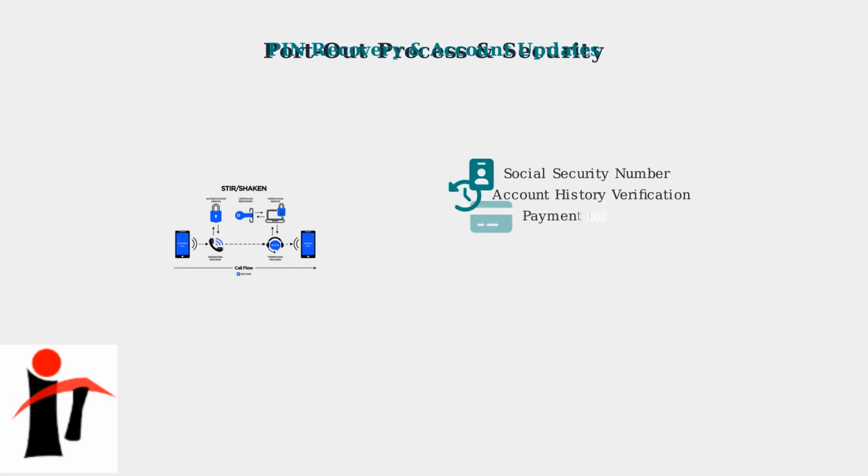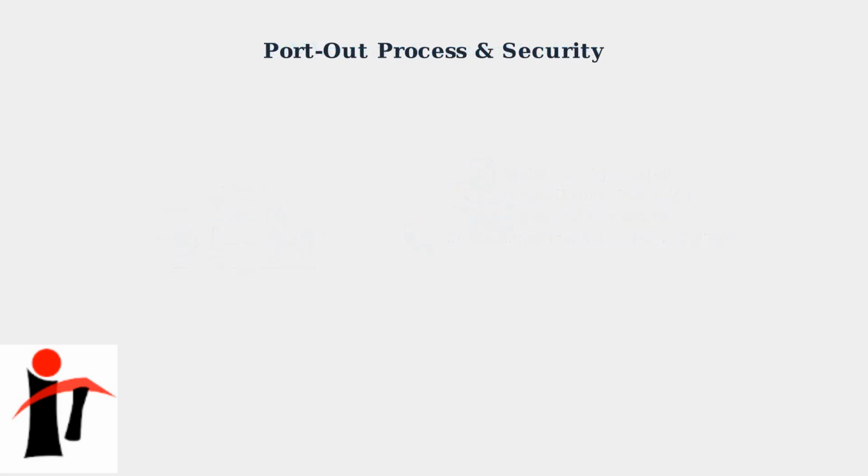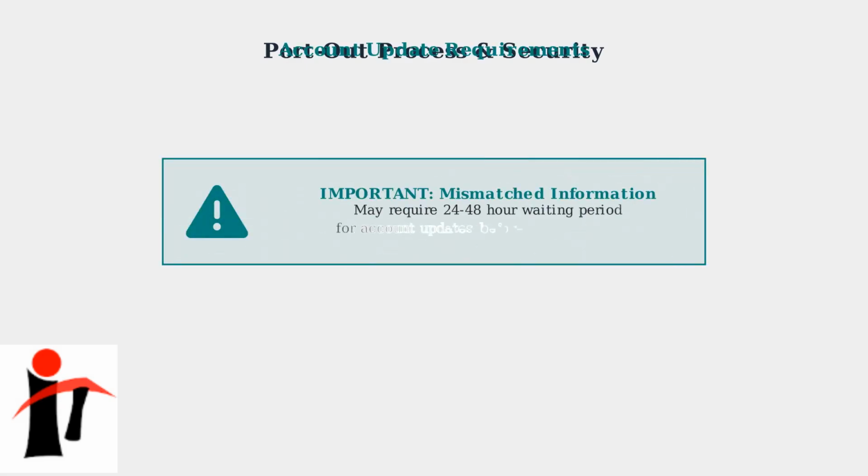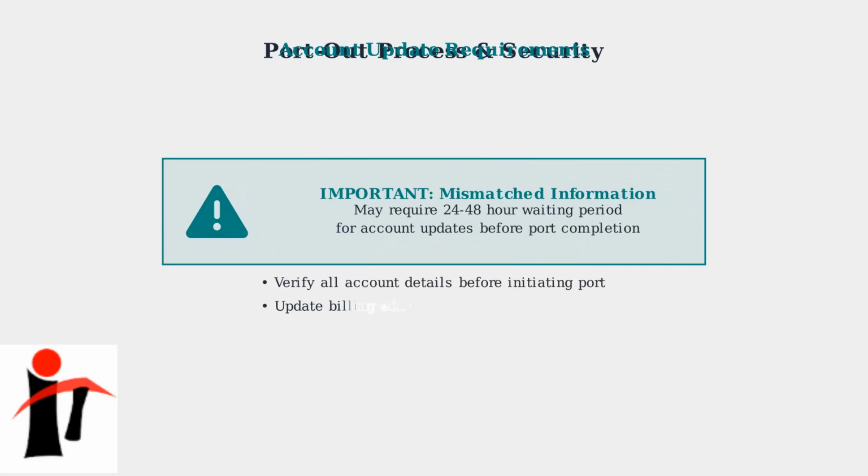If you've forgotten your PIN, don't worry. Simple Mobile customer service can verify your identity through alternative methods. You can use your Social Security number, account history, payment information, or call customer service at 611 or 1-877-878-7908. Before initiating your port, make sure all your account information is up to date.